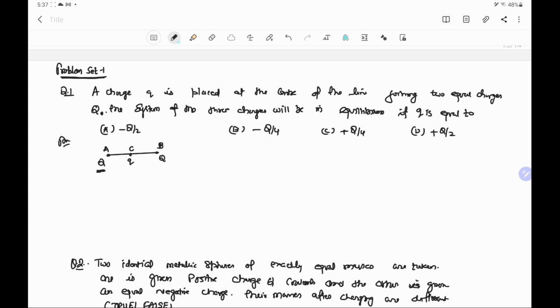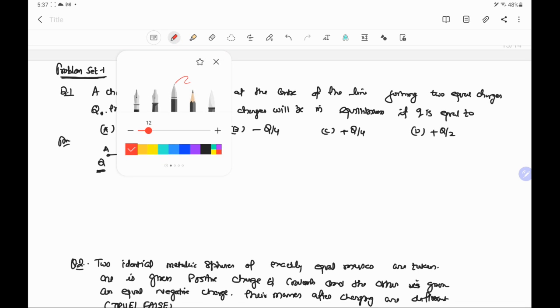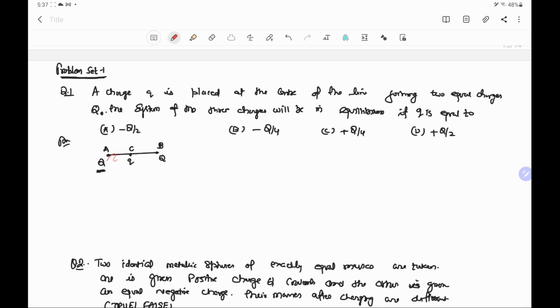Hence, we draw the direction of force acting on the Q. Because this capital Q and this capital Q are both of the same nature, suppose it is positive, because it is not given, and positive charges repel each other. That means this charge Q on A due to B will feel a force in the left direction. That is a repulsive force.